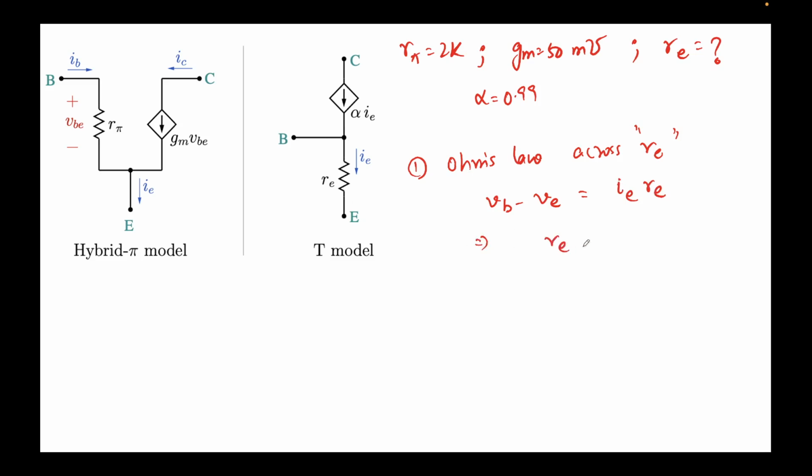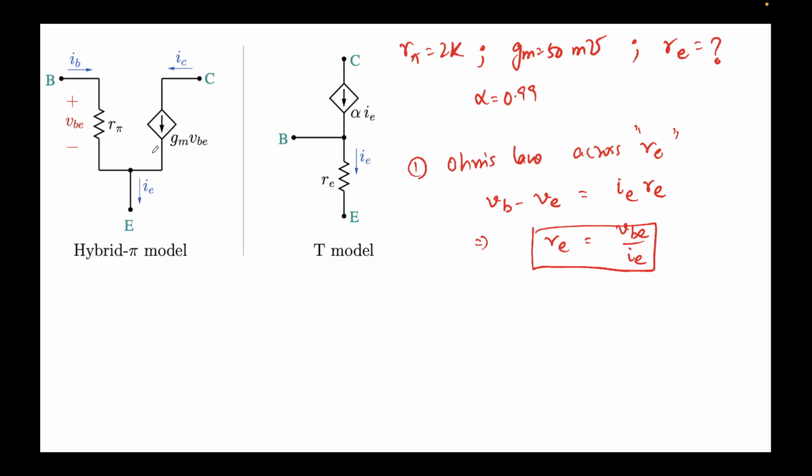From this we can get RE equal to VBE over IE. This is the expression for RE that we have obtained, but it is of limited use to us because we don't know VBE, and we also don't know IE. These two are still unknown to us.